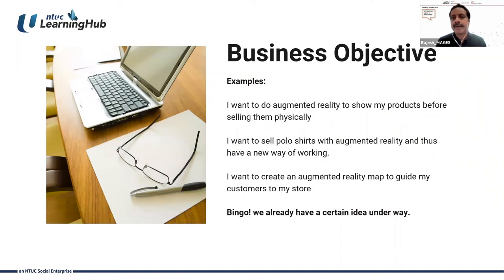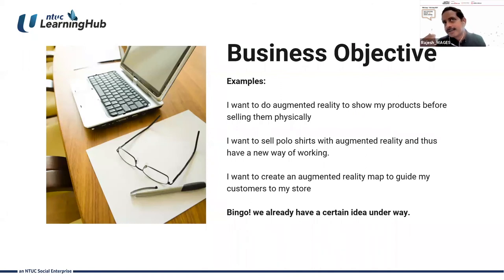And I'll summarize in very layman terms. I want to do augmented reality to show my products before selling them physically. Or I want to sell polo shirts with AR and thus have a new way of working. Or I want to create an AR map to guide my customers to my store. All these are possible. So when you want to understand your KPI or your ROI, go back to basics 101. What's your objective?